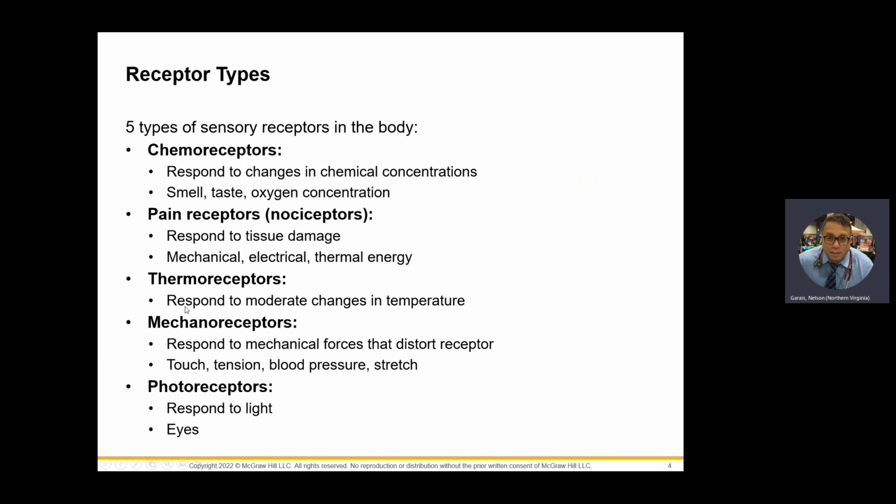Thermoreceptors, think temperature, tells you if you're hot or cold. Mechanoreceptors. Now, the big thing about mechanoreceptors is about mechanical forces. Think about blood pressure, number one, and touching or stretching. So blood pressure, of course, your body has to maintain a normal blood pressure. So if there's not enough distortion of the mechanical forces upon your arteries, then your blood pressure will decrease. If there's a lot of force, the blood pressure will increase.